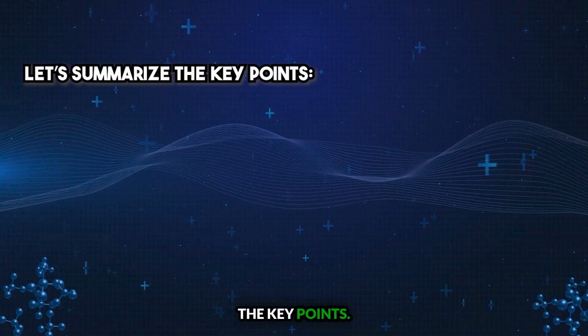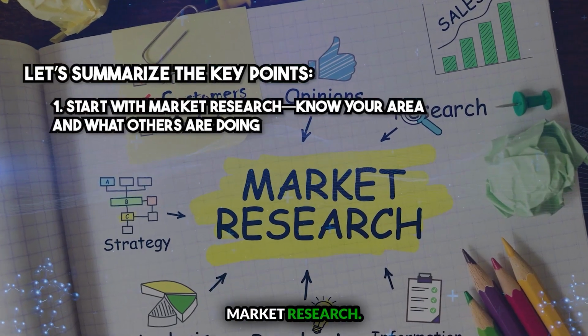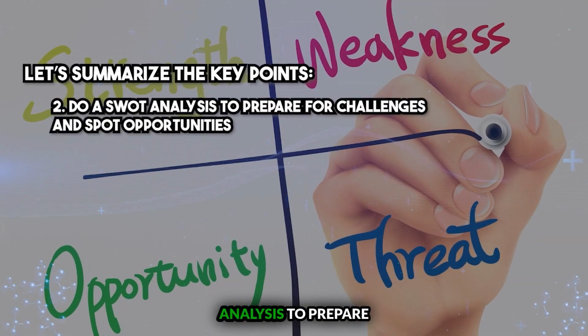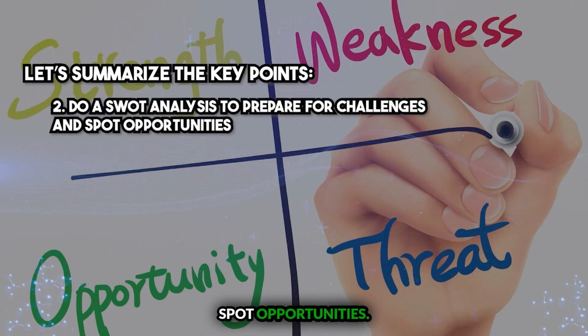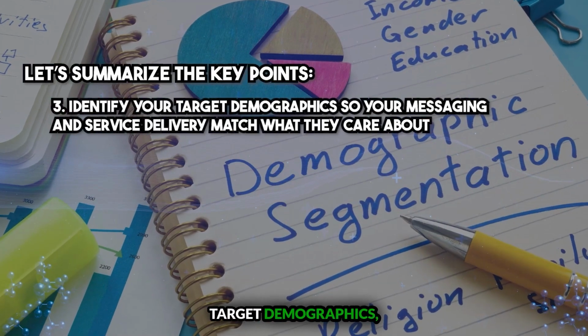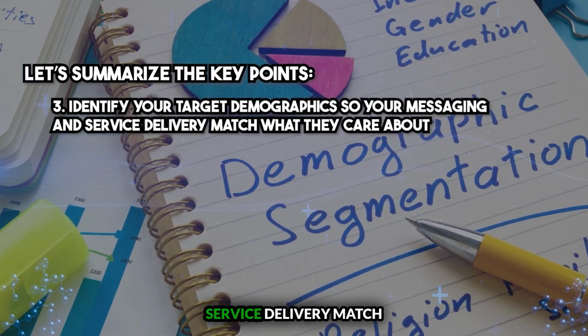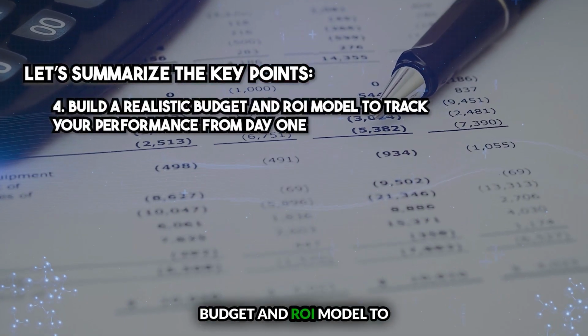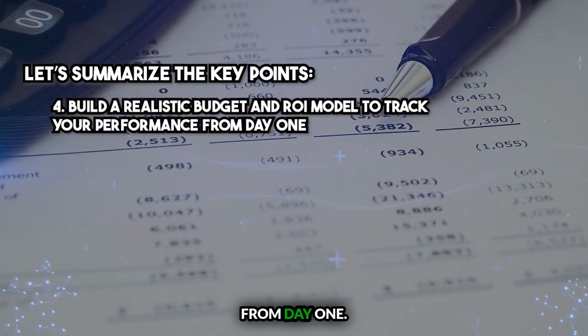Let's summarize the key points. 1, start with market research. Know your area and what others are doing. 2, do a SWOT analysis to prepare for challenges and spot opportunities. 3, identify your target demographics, so your messaging and service delivery match what they care about. 4, build a realistic budget and ROI model to track your performance from day 1.